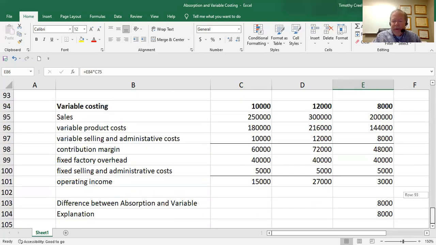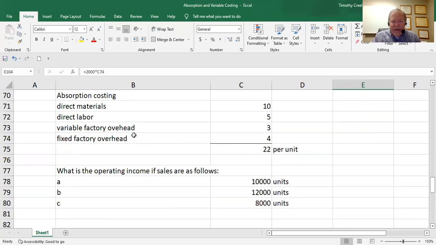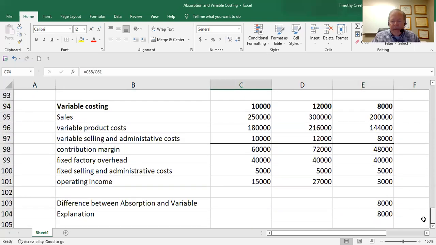So a way to explain it is to look at the difference between production and sales, which in this case would be 10,000 minus 8,000, which would give us 2,000, times the fixed factory overhead per unit of $4, that would give us $8,000, which would explain the difference between absorption and variable costing. So I hope this helps, and good topic.